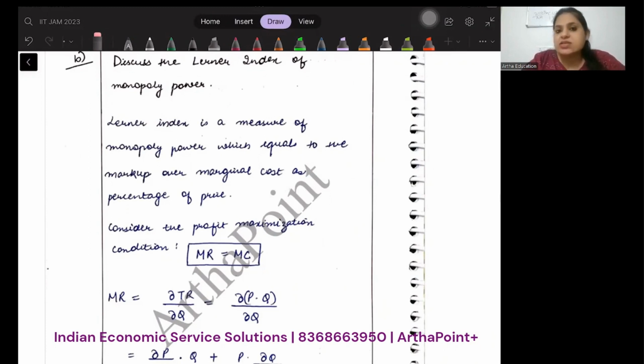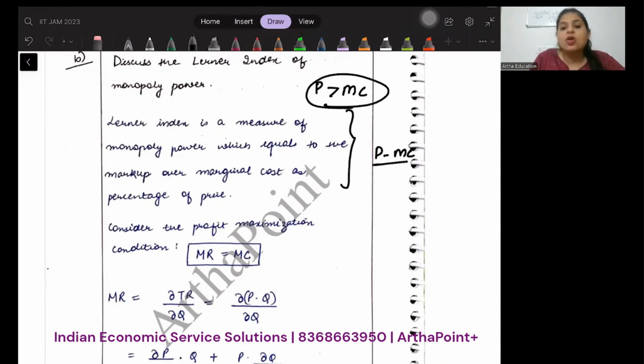Discuss the Lerner index of monopoly power. What is the Lerner index? The Lerner index is basically a measure of monopoly power. What the Lerner index does is tell us how much I can charge over and above the marginal cost. So it tells us the gap between price and marginal cost. How much can price be greater than marginal cost? What is the gap between the two? That is what the Lerner index stands for.